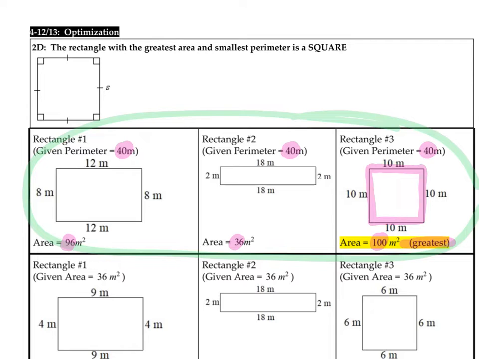And that becomes important if you were fencing in a yard and you had a certain amount of fence that you could have. Well, you'd want to have the biggest area because you'd want to have the most room for your dog or your kids to play in. So you'd want to build a square.